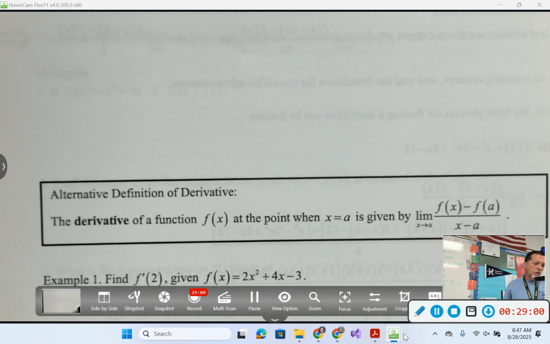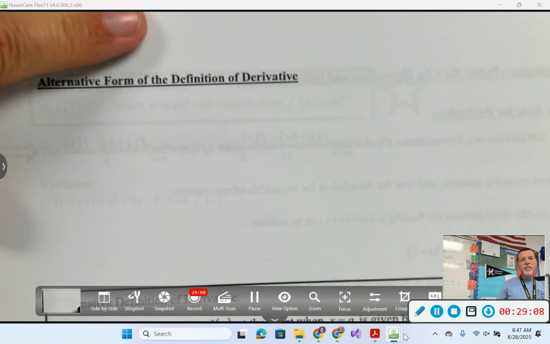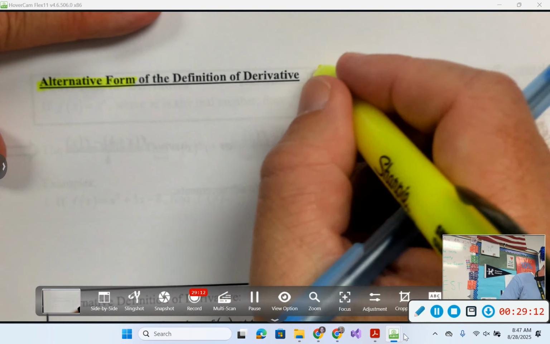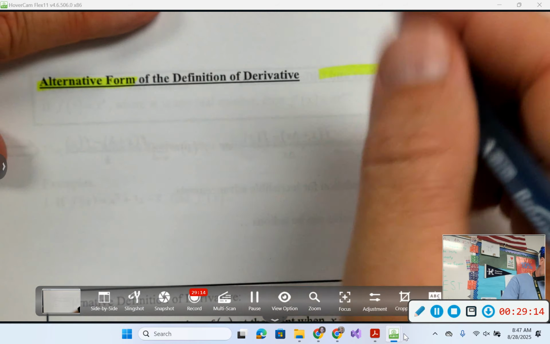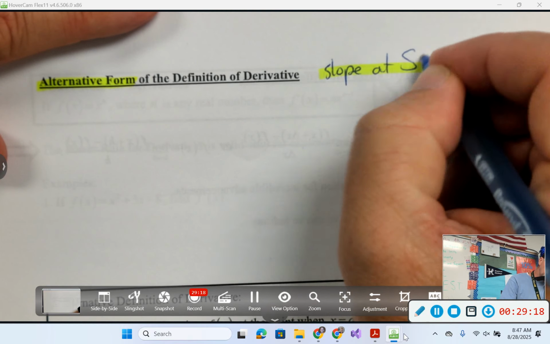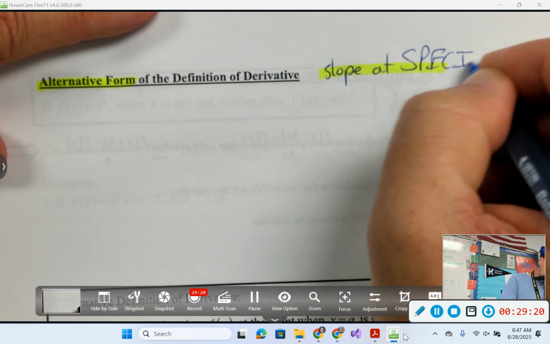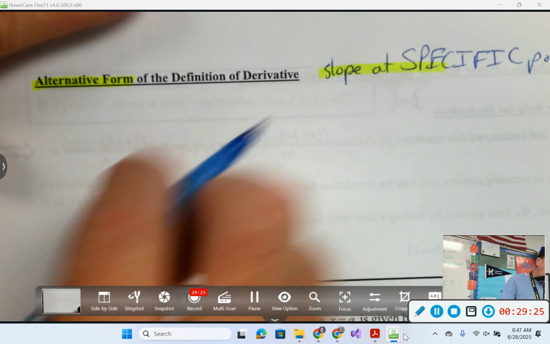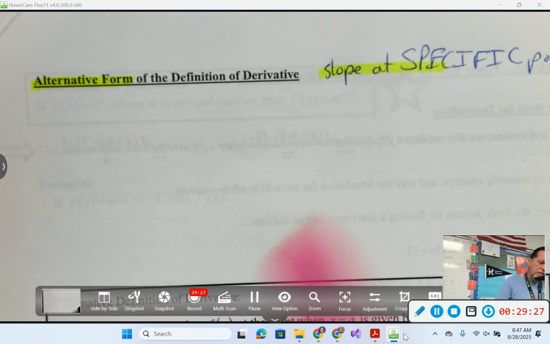All right, alternative form of the definition. Okay, it's going to come from the same thing, but the alternative form means slope at a specific point. Should have highlighted just the word specific. That's what I meant to say.